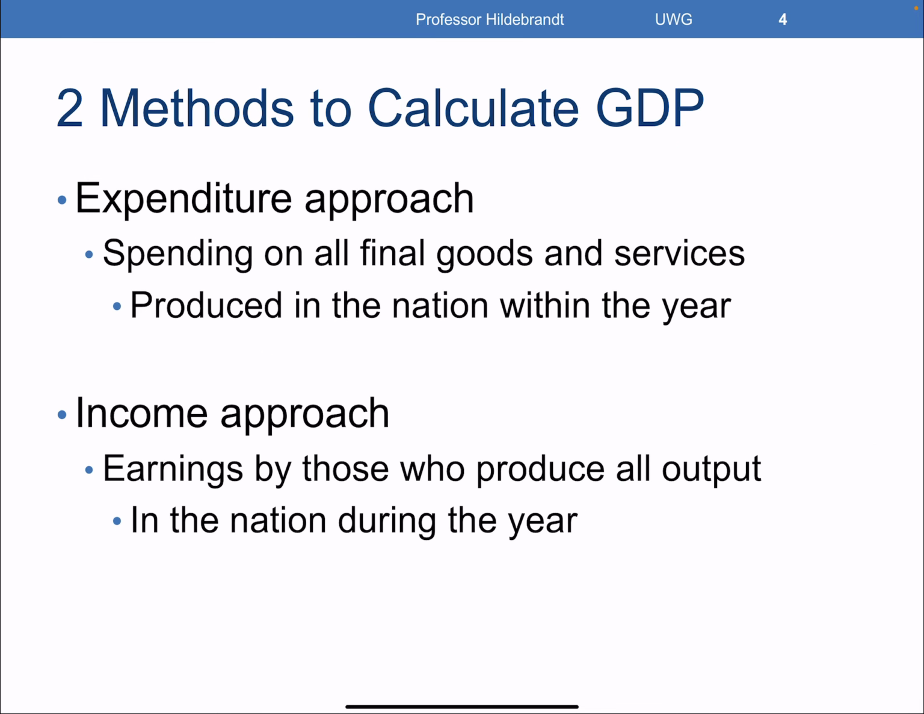So again, because one person's spending equals another person's income, we're going to have two methods to calculating GDP. The first we call the expenditure approach, where we just add up all the spending. And that's where we're going to use that formula that GDP equals C plus I plus G plus NX. And then we're going to use an income approach. So all the earnings from those who produce the output. And I'll show you a method for that here in a moment.